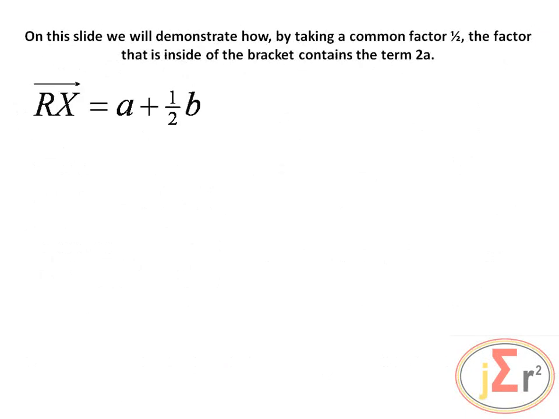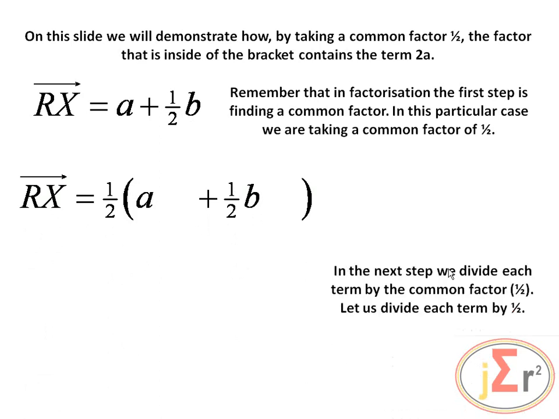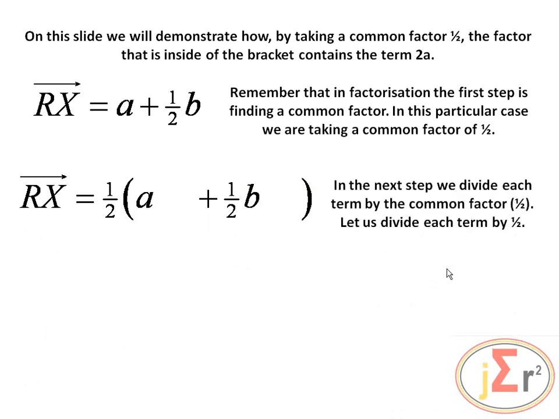On this slide, we will demonstrate how, by taking a common factor of a half, the factor that is inside of the bracket contains the term 2A. Remember that in factorization, the first step is finding a common factor. In this particular case, we are taking a common factor of a half. Right, so we take the common factor of a half, and notice that we have a half of B. What do we do next in factorization? In the next step, we divide each term by the common factor of a half.